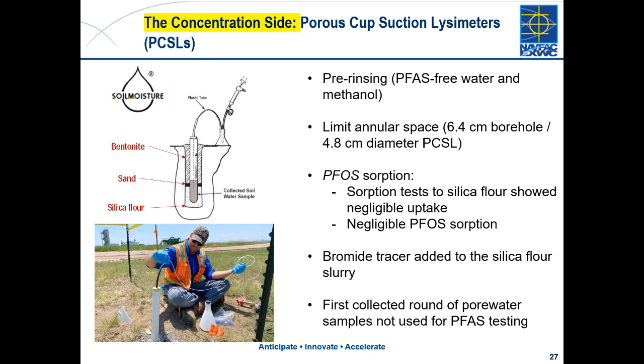your lysimeter equipment with PFAS-free water and methanol. Maybe this is not so important if you're in an AFFF source area, but if you're looking more for a background location or a much less impacted location, this might be something that's worth doing. When we install these lysimeters, we really try to limit the annular space, so there's not a lot of this silica flour and the water that's associated with that. We really try to minimize that volume.